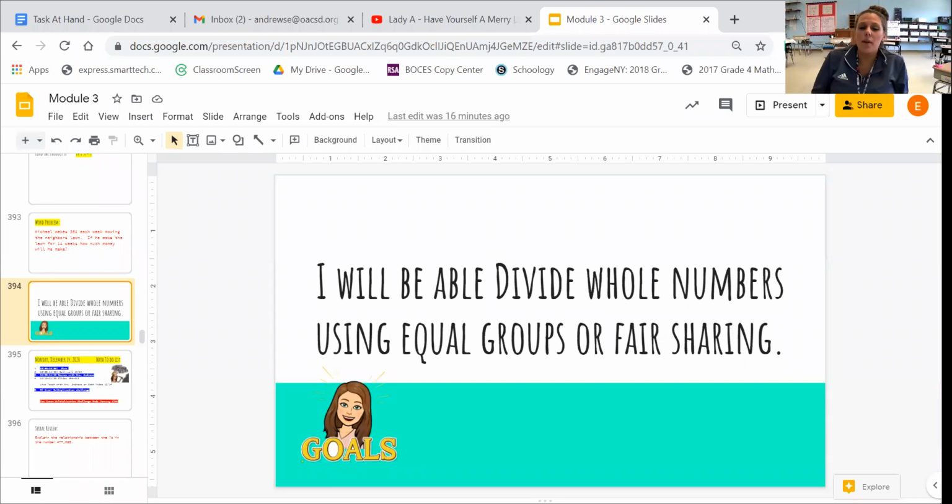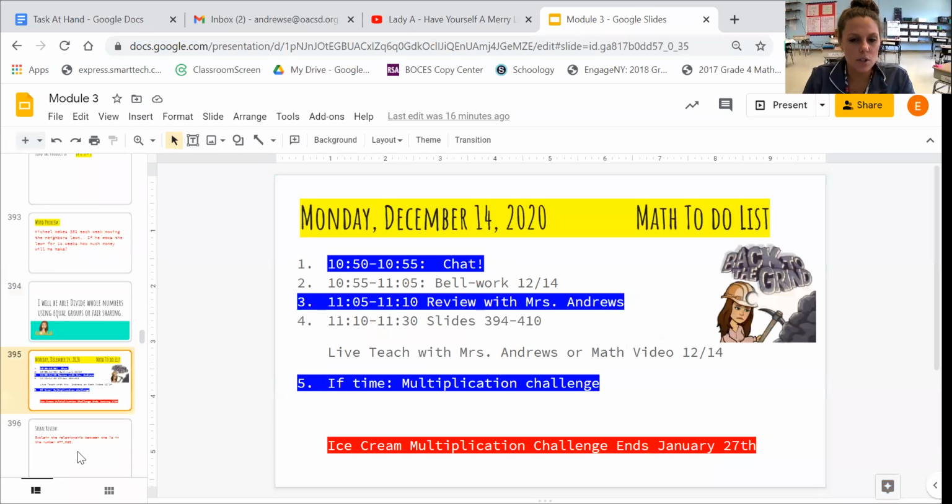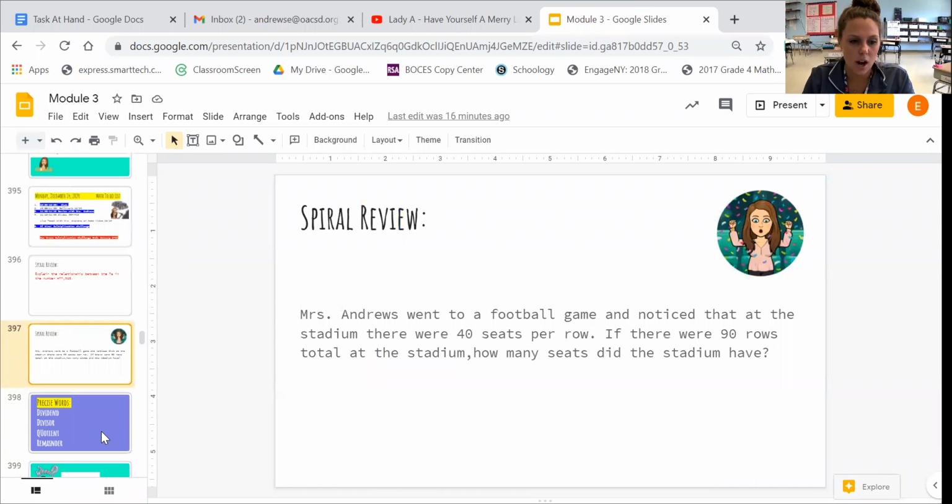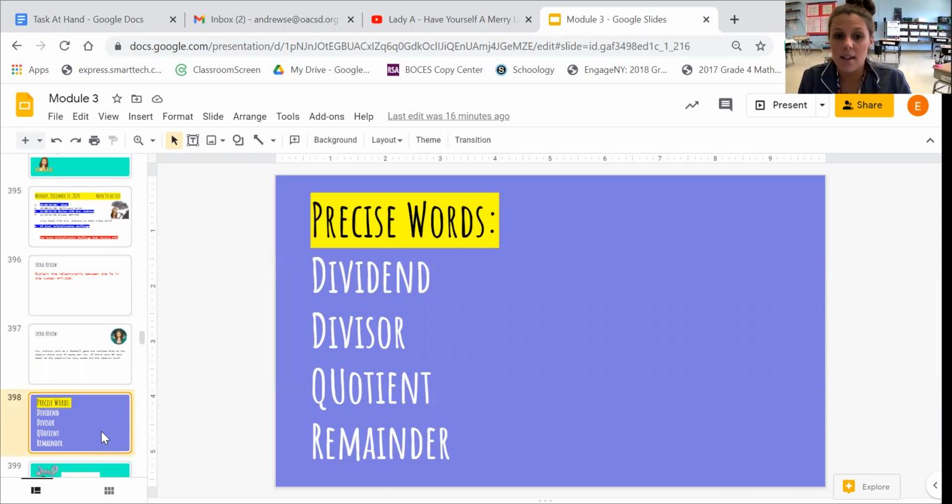Hi guys, today we are focusing on division. Division is the inverse operation for multiplication, which means it's the opposite. So we're going to break things apart into equal groups. And in third grade, you guys called it fair sharing, I believe. So let's go ahead and get started with just some precise words.